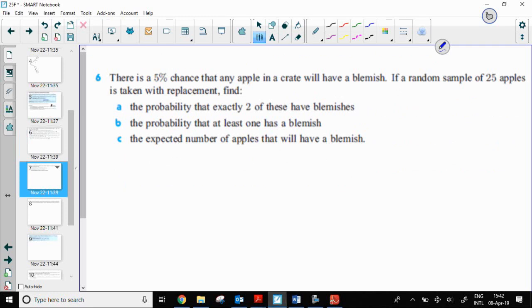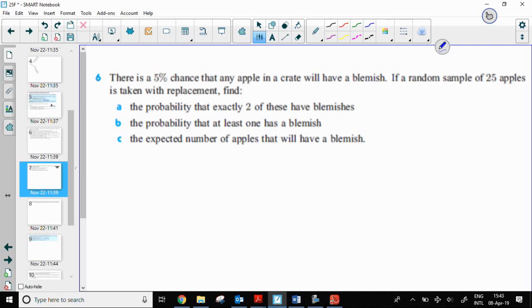So I've got apples in a crate. 5% chance that one of them has a blemish. We're taking a random sample of 25 apples with replacement. So we are taking one apple out, checking to see if it has a blemish, replacing it in the bin, and then we're taking another apple out. We're going to do this 25 times. There's a chance that we will choose the exact same apple 25 times.